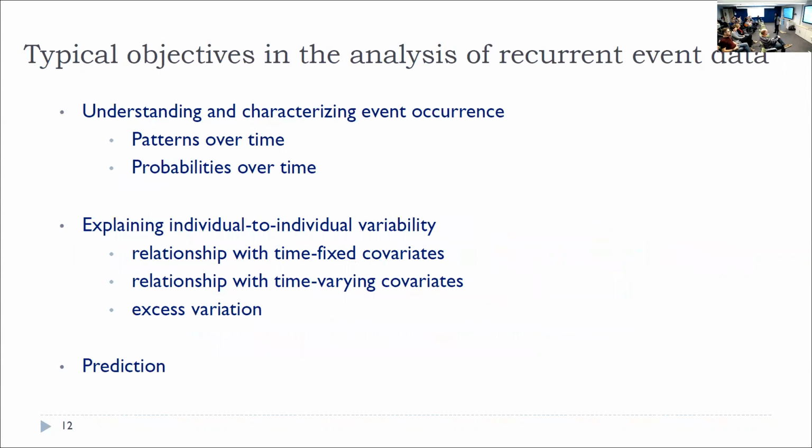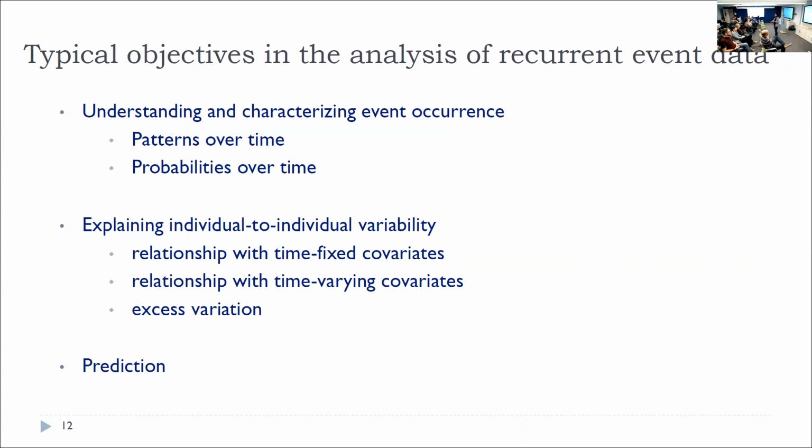So we want to understand and characterize event occurrence. We want to understand the patterns by which these events happen over time, or let's say the probability. If I just got diagnosed with something, what's my probability of having 10 ED visits in the next 5 years? I'm just making this up, but basically the number of events over a particular period of time. What's my risk? Explaining individual to individual variability.